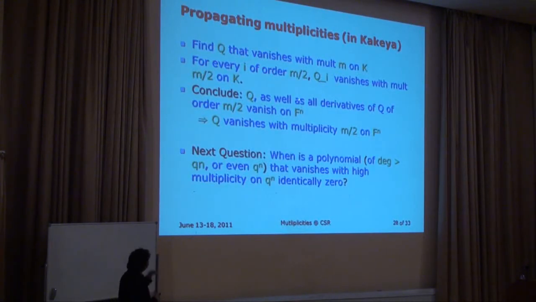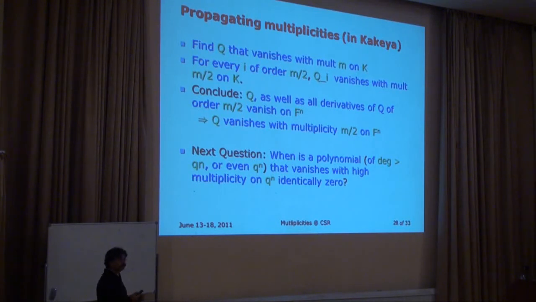So what we decided to do was to say, let's find a polynomial q which has very high multiplicity on this point. This multiplicity will be going to infinity if you fix everything else that was given to you, q, n, and so on. It will still be going to infinity. And once you have this, we know that for every derivative of order up to m over 2, the ith derivative of q vanishes with multiplicity at least m over 2.